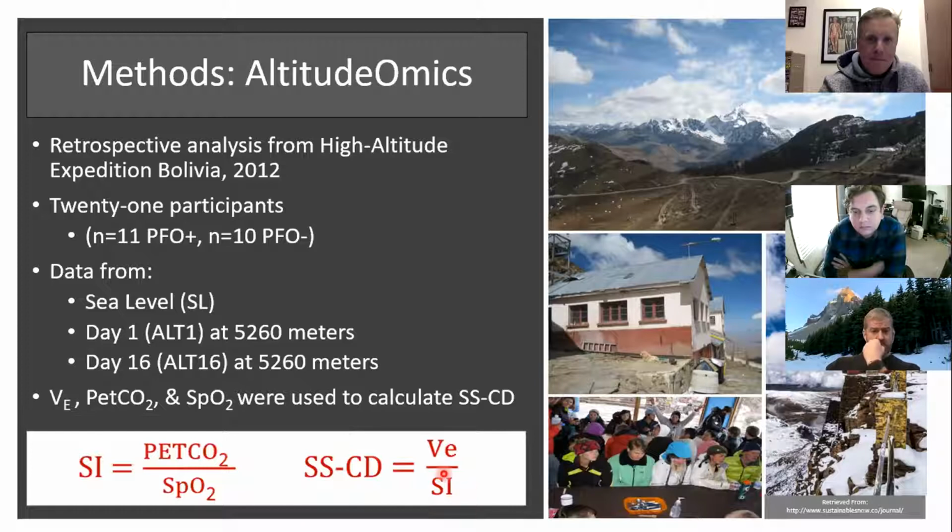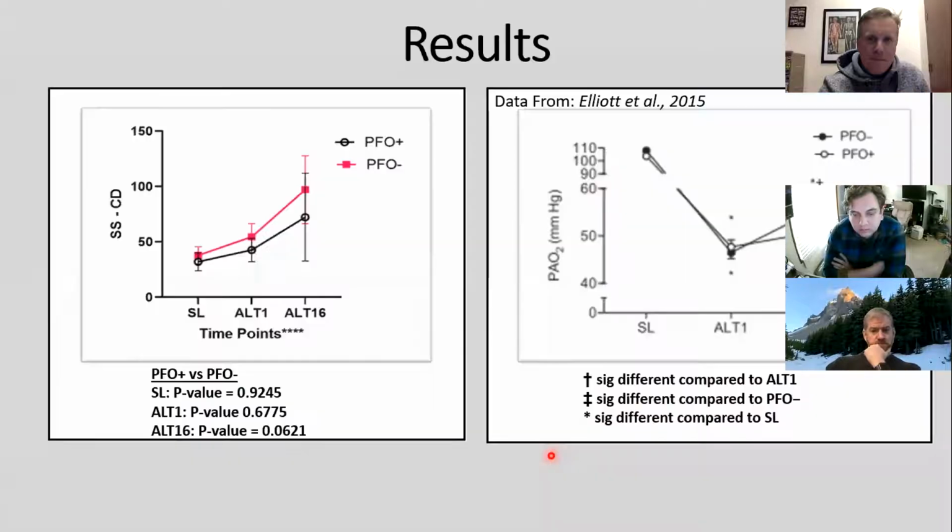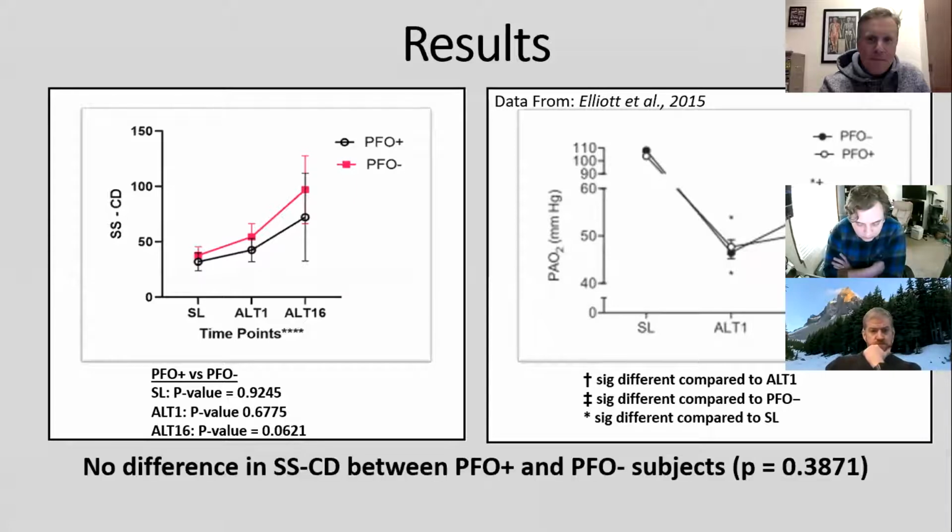And we wanted to see whether the SSCD was able to show differences between PFO positive and PFO negative groups. And so what we found, in comparing the SSCD between PFO positive and PFO negative individuals, was that there was no difference in the SSCD between groups, with a p-value of 0.3871. In the left graph, in pink, you can see the PFO negative group, and in black is the PFO positive group.